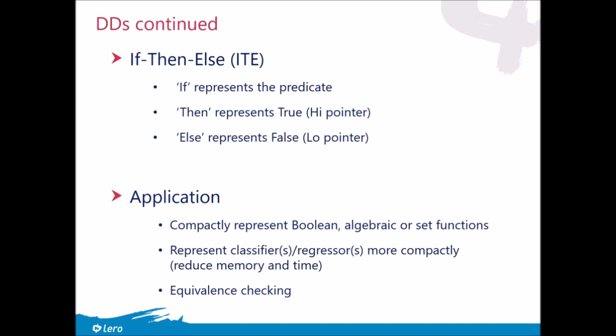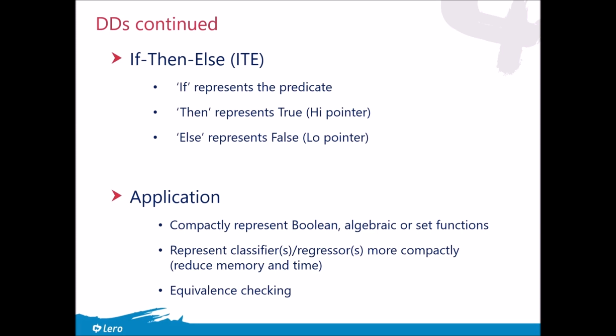Continuing on, the if-then-else operation is how you move in decision diagrams. The if represents the predicate in which you are currently positioned. Then would represent whether the predicate was true, which would be the high pointer. You would move down the then branch. And if the predicate was false, you'd move down the else branch or the low pointer.